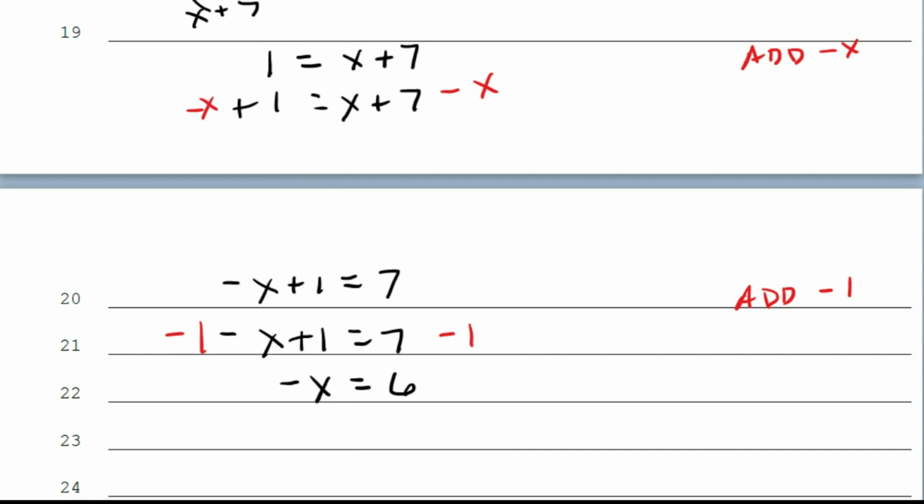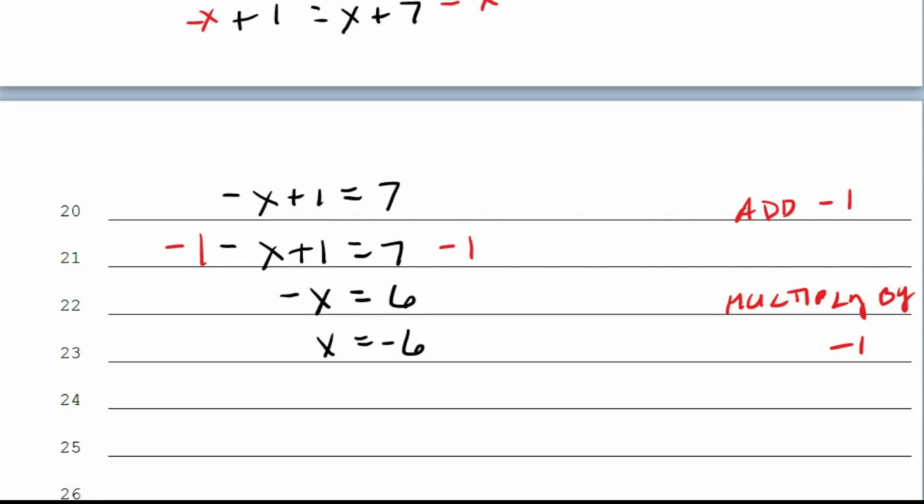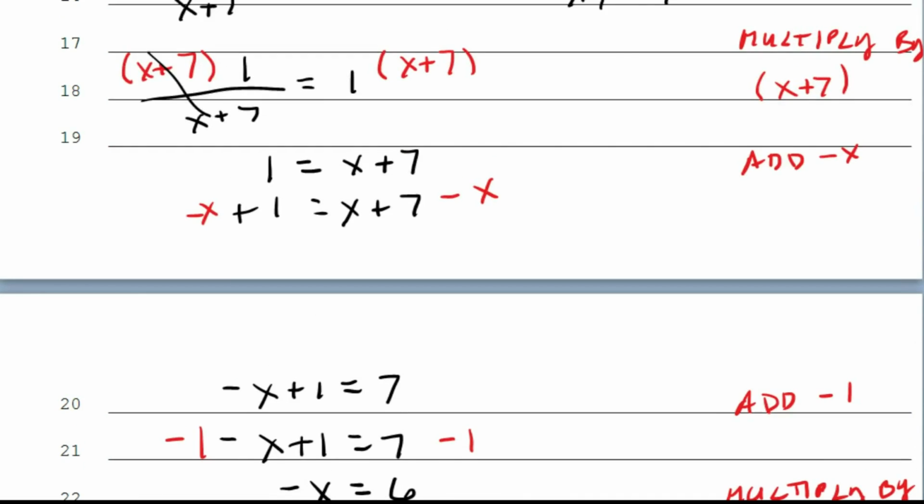Multiply through by a minus 1. And you'll get x equals minus 6. And that's the answer. We say the answer is x equals minus 6. And always include the restriction in your answer. And x cannot equal minus 7.